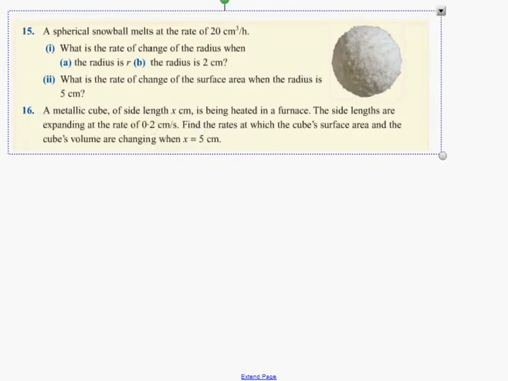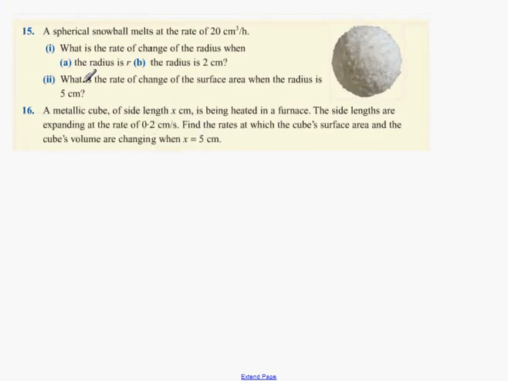Okay guys, so now we have using the chain rule. A spherical snowball melts at the rate of 20 centimeters cubed per hour. Now that is a reduction in volume with respect to time, and it's going to be minus 20. So do you understand where I got the dV/dt from? The change in volume with respect to time. Then it asks, what is the rate of change of the radius when the radius is 2?